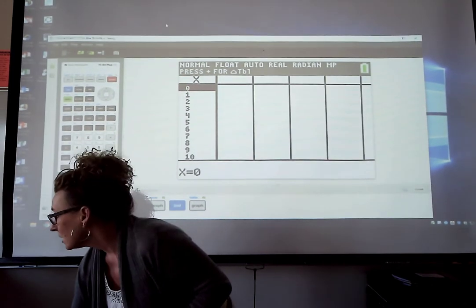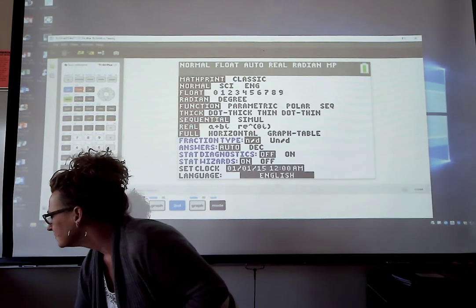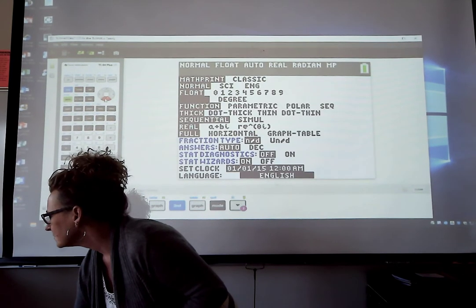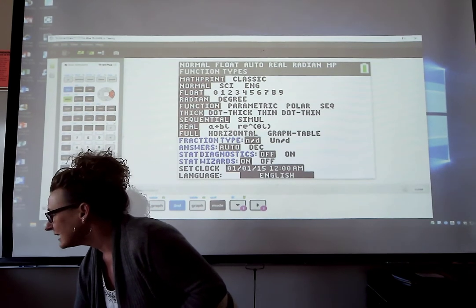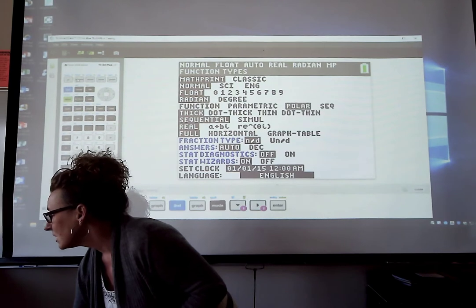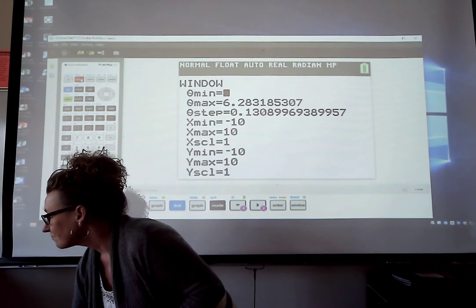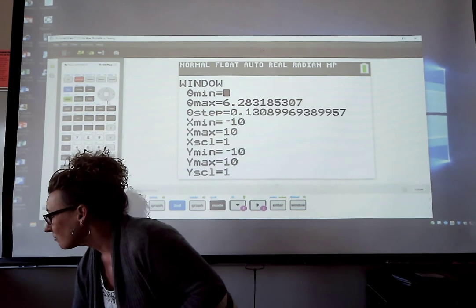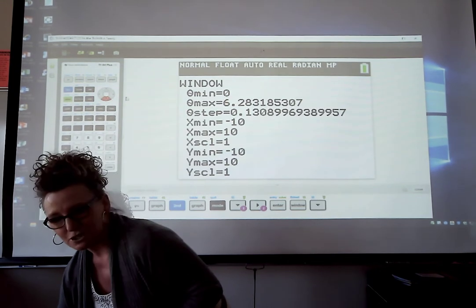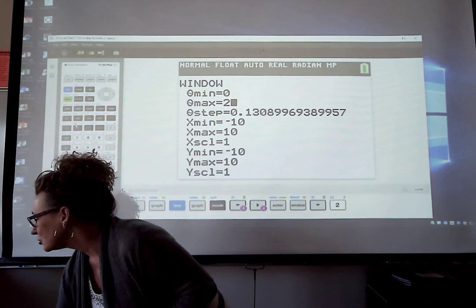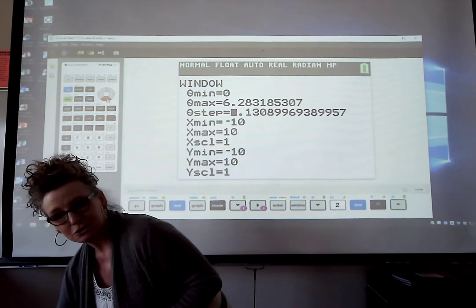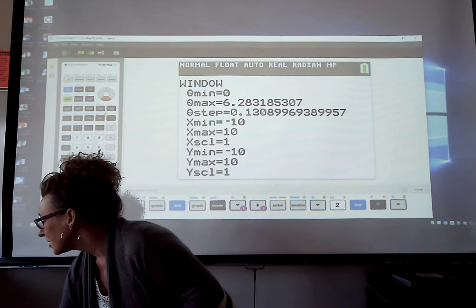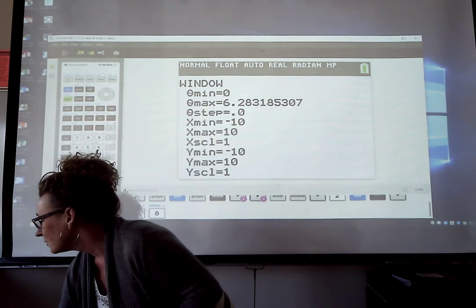There we go. Okay, I'm going to go to mode. I'm going to go down to function, over to polar, and I'm going to hit enter. I'm going to go to window. My theta min is already 0. My theta max, oh, just for fun, I'm going to type it in. I'm going to type in 2 pi. See, 2 pi. And when I hit the down arrow, it changed it to a decimal for me. Theta step, I'm going to go with, I think I said 0.05.